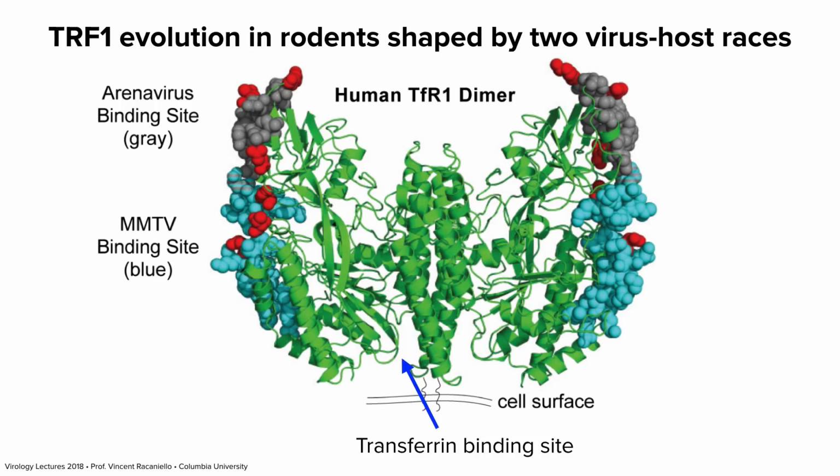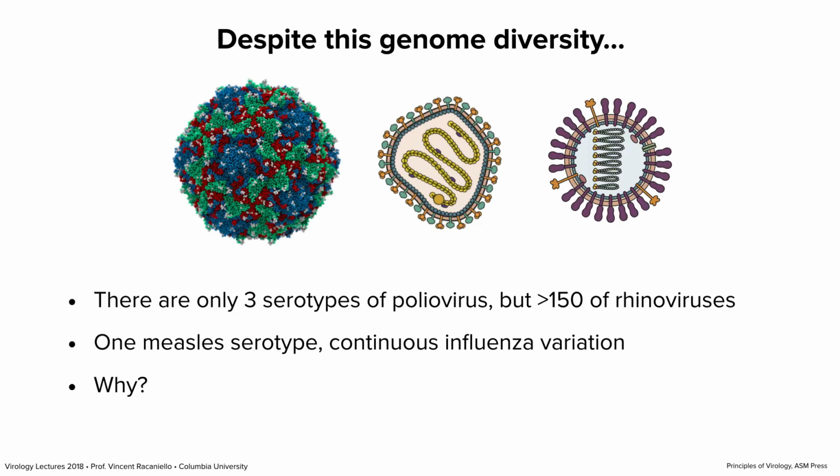These are the sites on the receptor that change, and the sites on the virus that change have also been identified as well. Importantly, these interaction sites for the two viruses are different from where transferrin binds. Transferrin binds down here. Of course, it makes perfect sense. You couldn't change the transferrin binding site because then you wouldn't be able to bind transferrin. But the viruses don't bind there. They bind elsewhere.